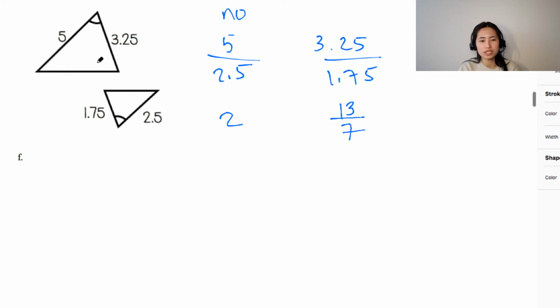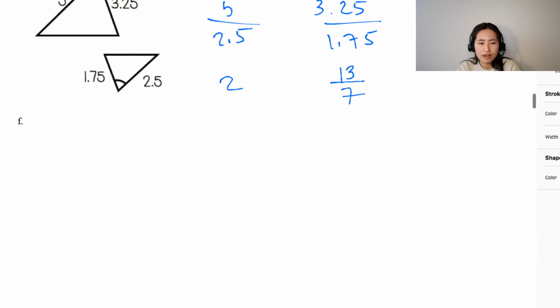So it's always a good way to check. For example, just by looking at the angle, it doesn't mean that it's already side angle side. You actually have to check your sides, if they're proportional or not.